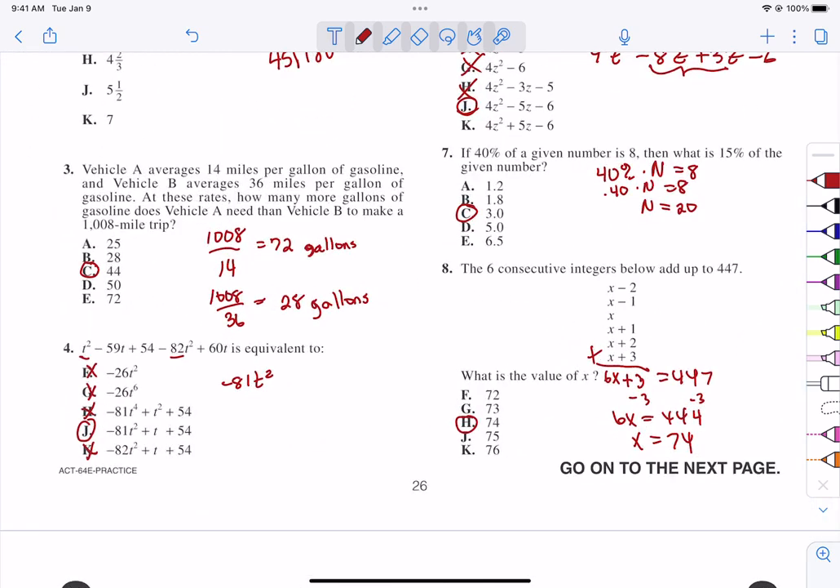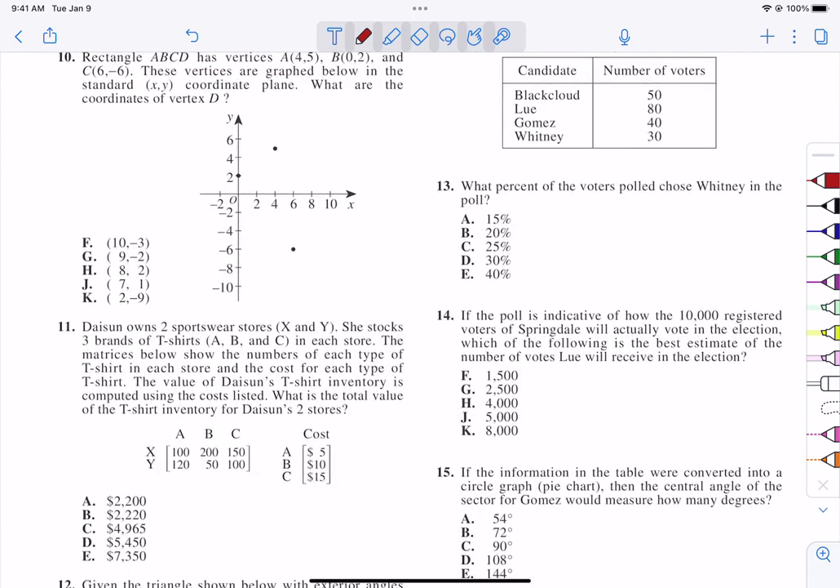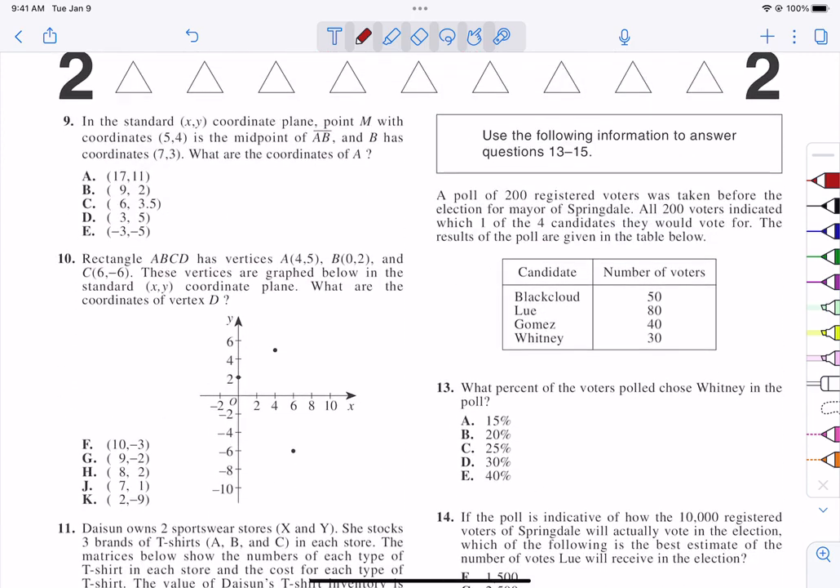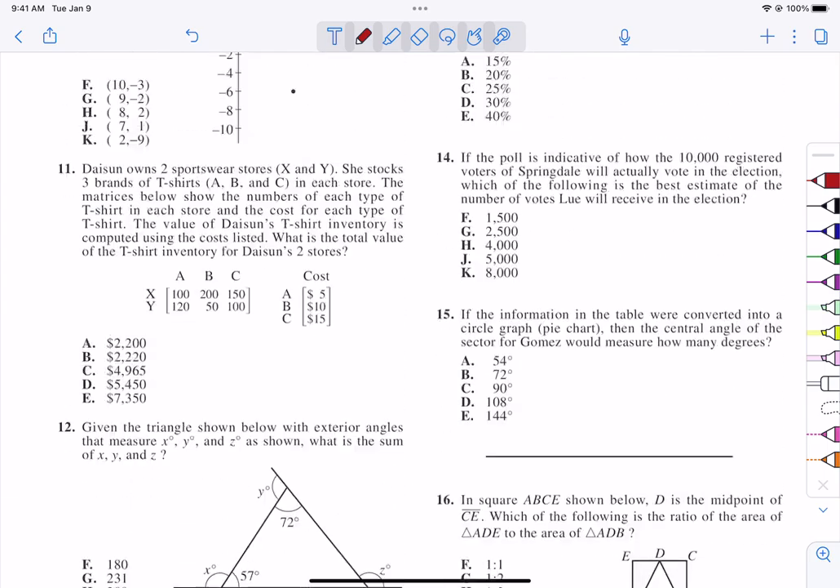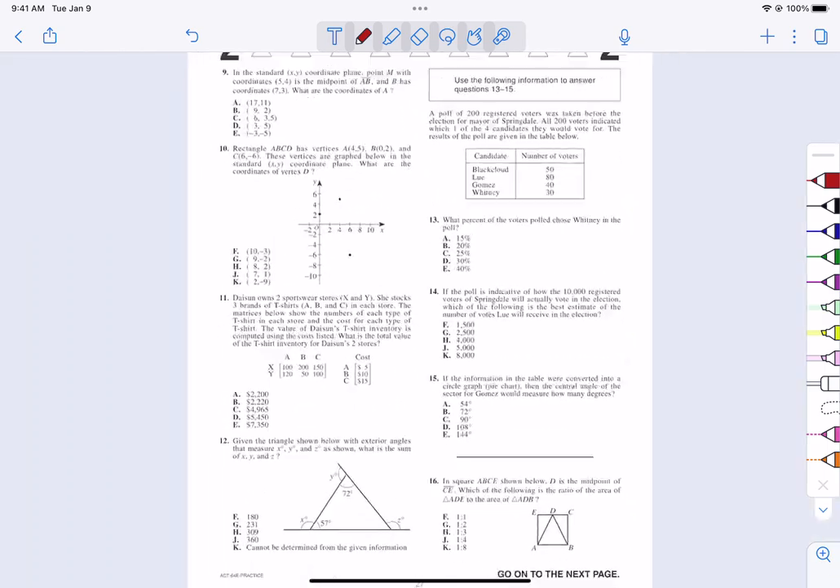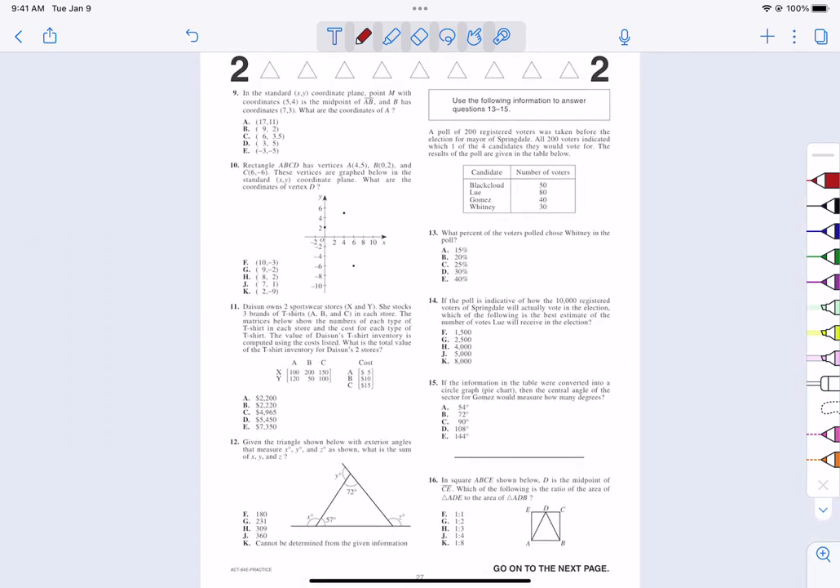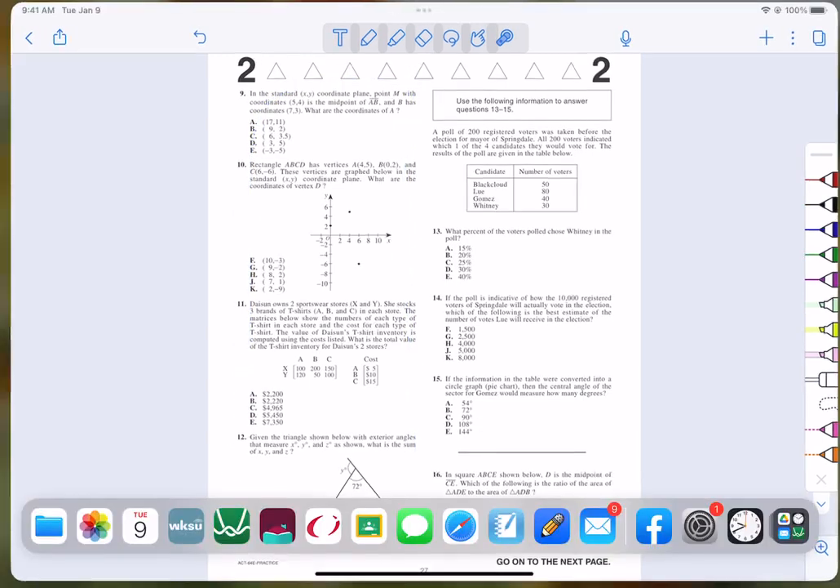But now what I want to do is the next page. What I would like to do is 9 through 12, please. So that's 4 questions, 4 minutes, just 9 through 12. That left side of the page, please. 9 through 12 at this time. Go ahead and begin. You have 4 minutes.